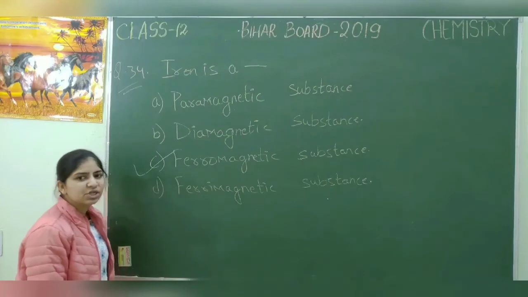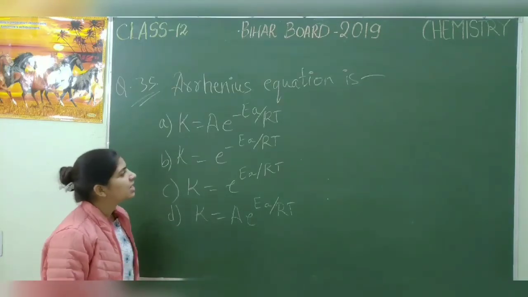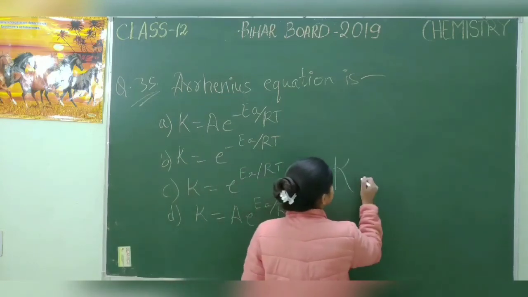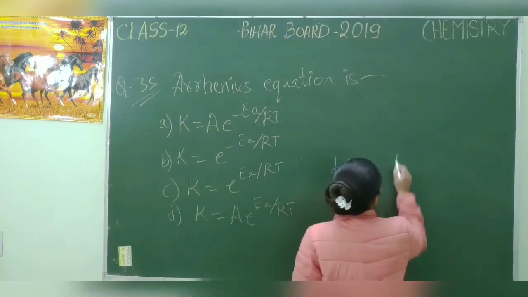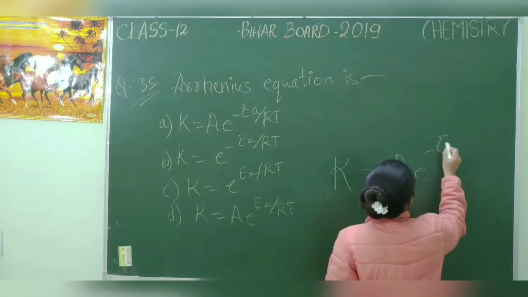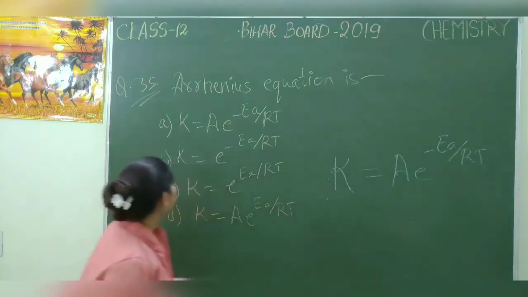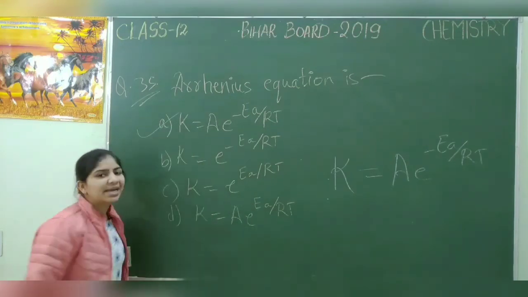Next question: the Arrhenius equation is, as we know, K equals e to the power minus Ea upon RT. So we can say that option A is our correct answer. Now you can take a screenshot.